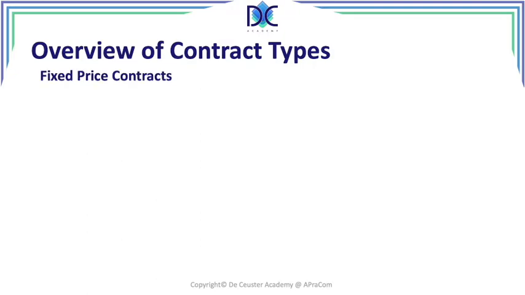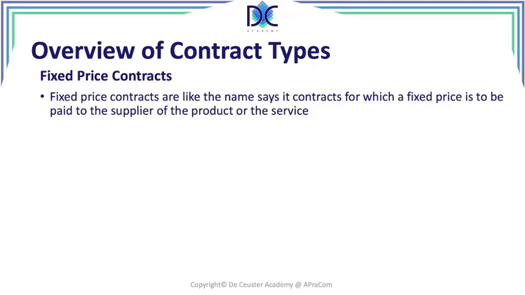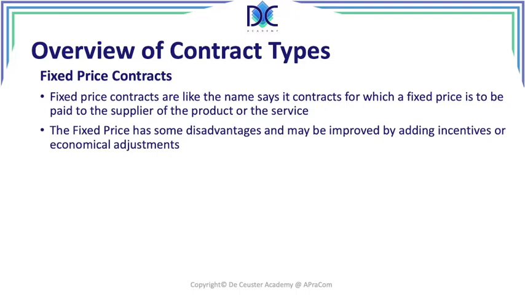When we look at the fixed price contracts, we have in fact a contract where a fixed price is paid to the supplier of the product or the service. So there is no change. That's the fixed price. Now, there are some disadvantages, and we can improve them by adding incentives or economic adjustments. So the typical fixed price contract, you sign the contract, that's the money you get, whatever happens. But it's not always very fair to the supplier, and we can have some additional elements there.